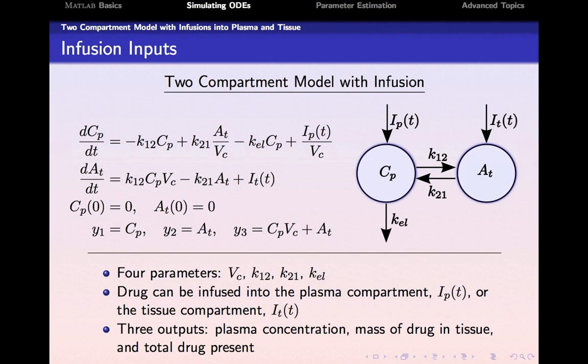It's good to start off with the model structure, or the description of the parameters, and the equations that we're using. So we're effectively using the same set of equations we were before, except we've added two inputs. We've added inputs into the plasma compartment, and we've also added an infusion input into the tissue compartment. We still have two different states, CP and AT, and we still have three different outputs: the plasma concentration, the mass of drug in the tissue, and the total amount of drug in the system at any given point in time.